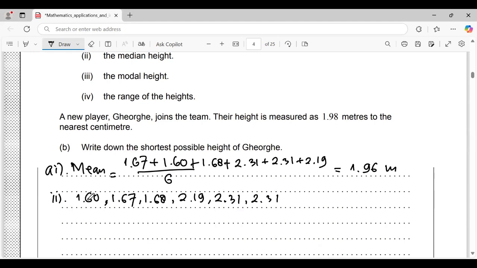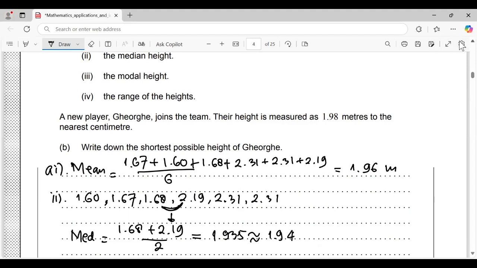This data divided by 2, 1, 2, 3, 1, 2, 3. Here. Okay. Between 1.68 and 2.19. So median equals 1.68 plus 2.19 over 2. And the result is 1.935, rounded to 1.94. That is median.